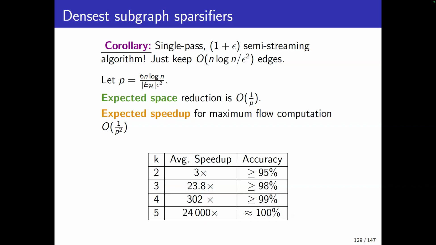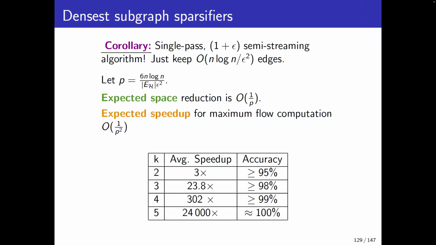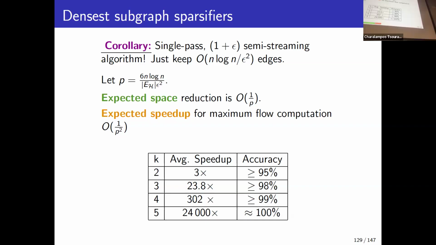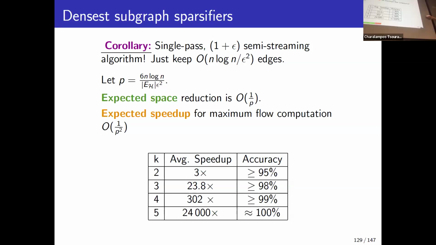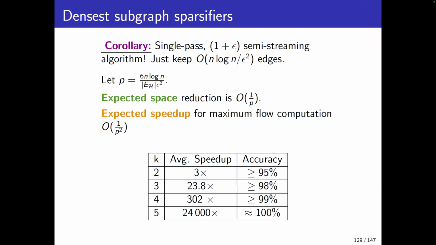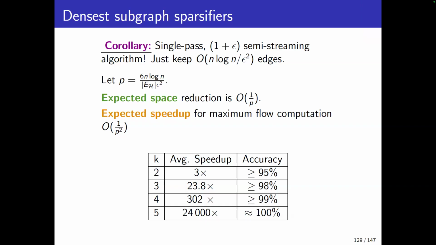But the key thing here is to show that for k equal to 2, we get only 3-fold speedup. Why? Because when k is equal to 2, your input is actually the graph, right? k equal to 2, 2-cliques are edges. So because real world graphs are sparse to begin with, you don't get a lot of speedup. And the accuracy is 95% across all experiments we did. But as you increase k, for the graphs that we were able to run, the exact versus our approximate version, we get up to 24,000 times speedup.